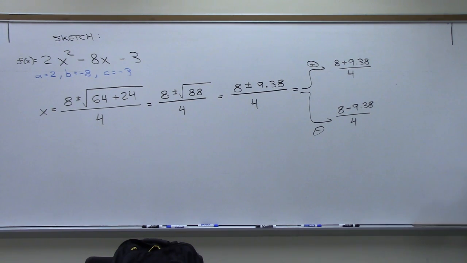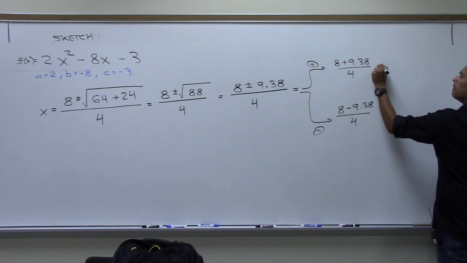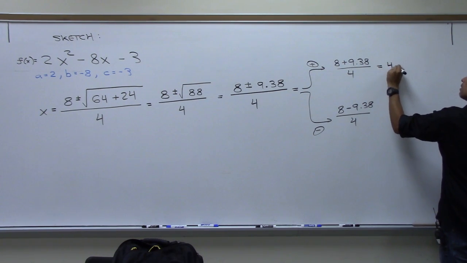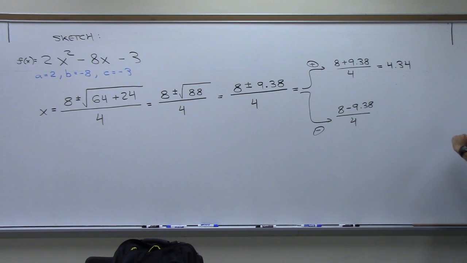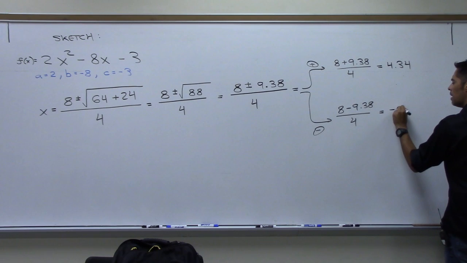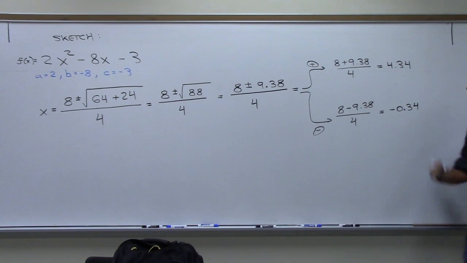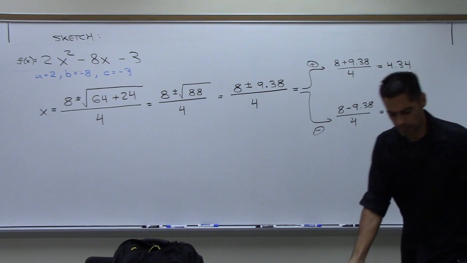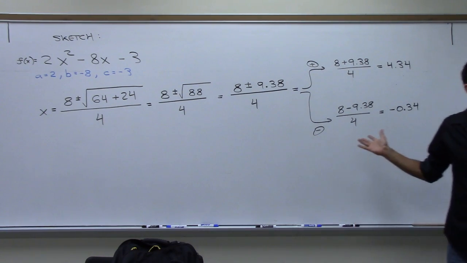Okay. Who has the top one? Anyone? 4 point what? 4.34. Okay. And the other one? Negative 0.34. Anybody agree? Yes? All right. That should be good. Questions?